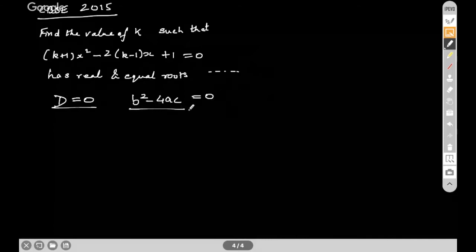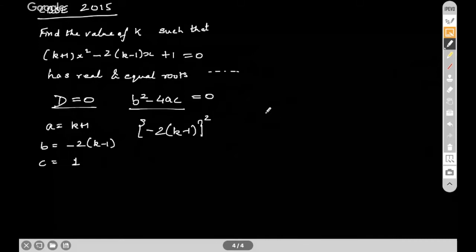So what did I tell you? Write A, B and C. What is A? A is k plus 1. B is negative twice (k minus 1), and C is clearly 1. Right, now let us find the value of B square. So write 2(k minus 1), and do not hesitate to put as many braces as possible. So twice (k minus 1) whole square minus 4 into A, where A is k plus 1 and C is 1, and this must be equal to 0. So for real and equal roots, this must be satisfied.